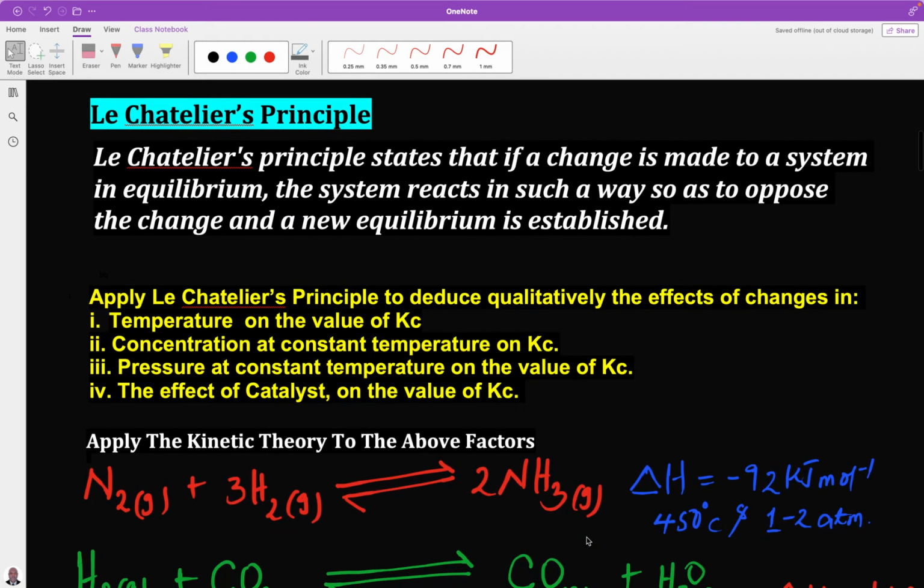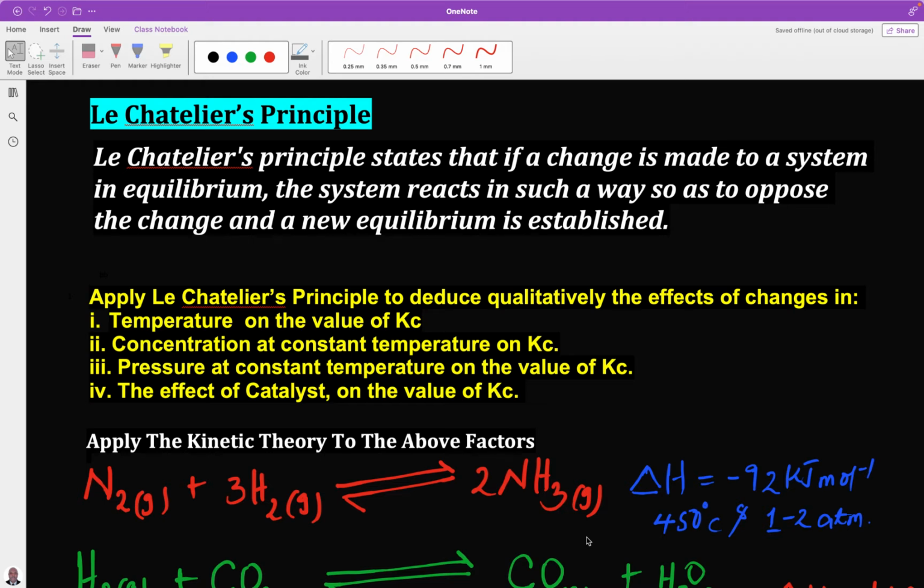Now, what is the theory or what is the principle of Le Chatelier? Le Chatelier's principle states that if a system in equilibrium is subjected to a change, the system must react in such a way to oppose the change that has been imposed on it, thereby establishing a new equilibrium. What am I saying? What does that really mean?